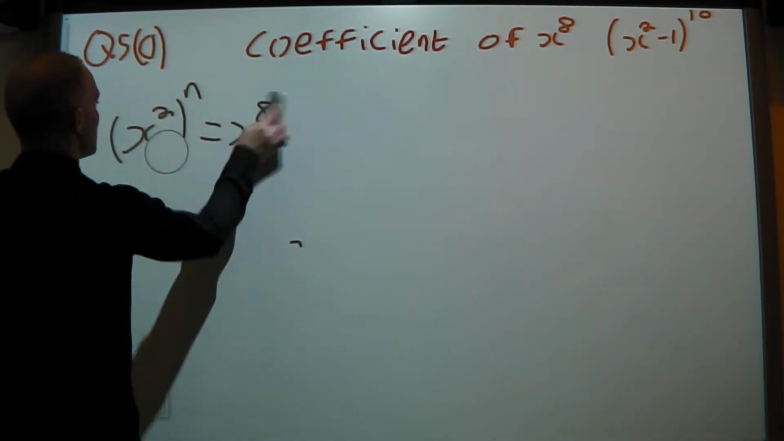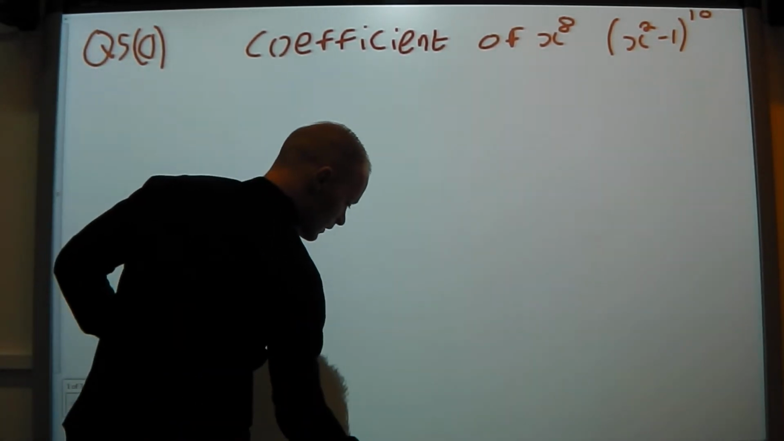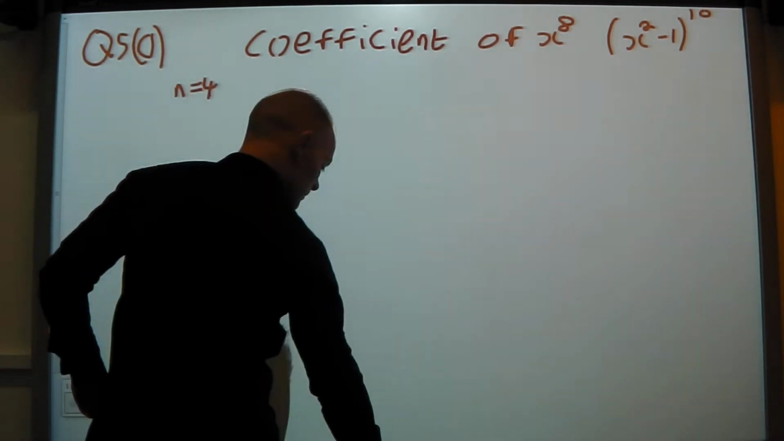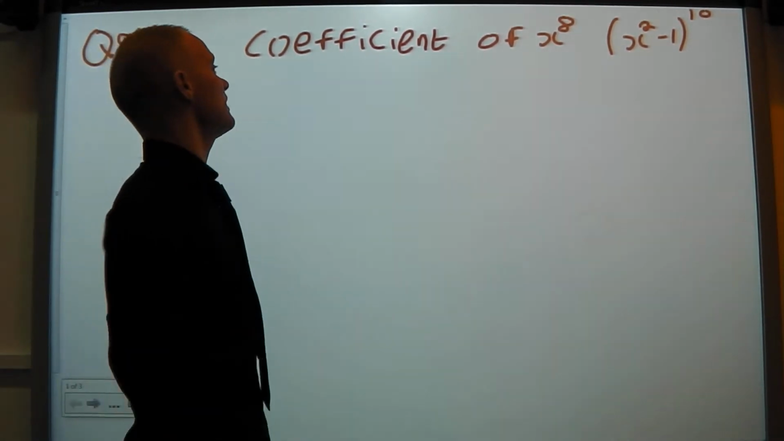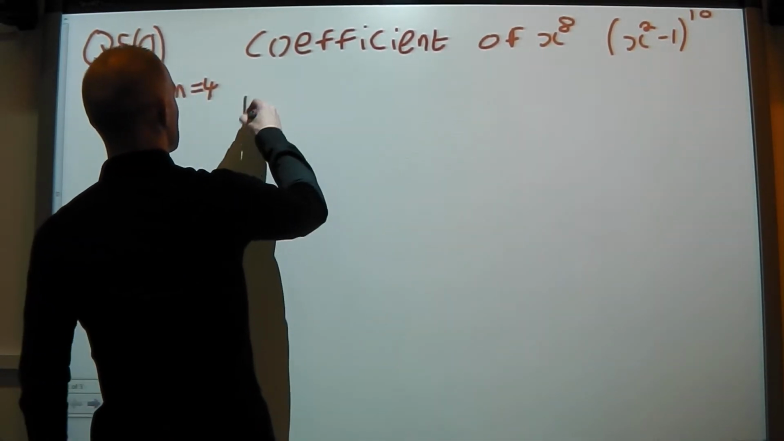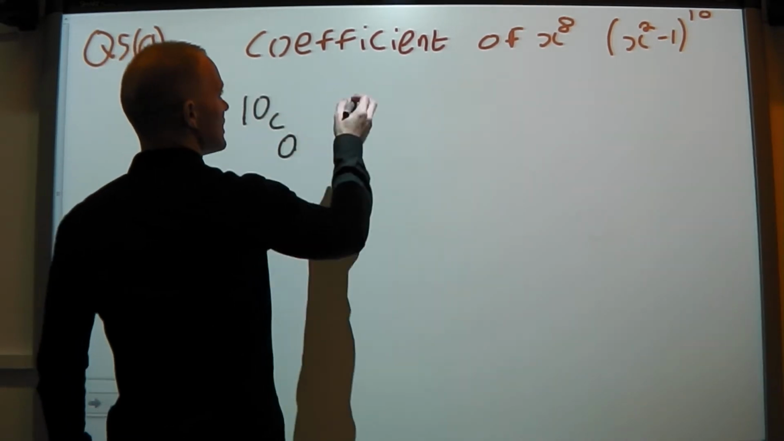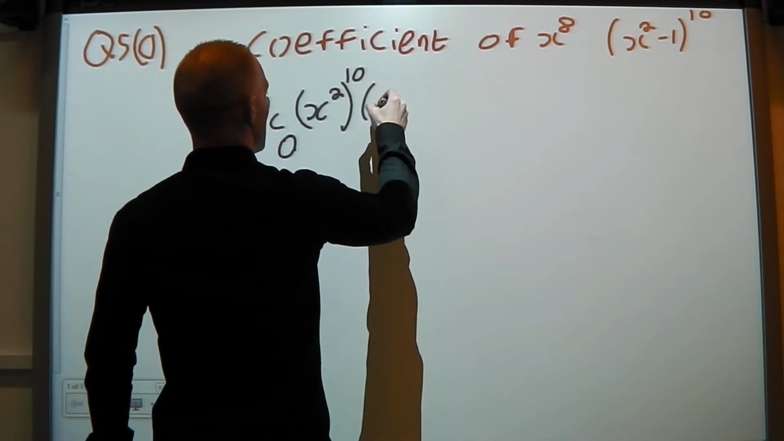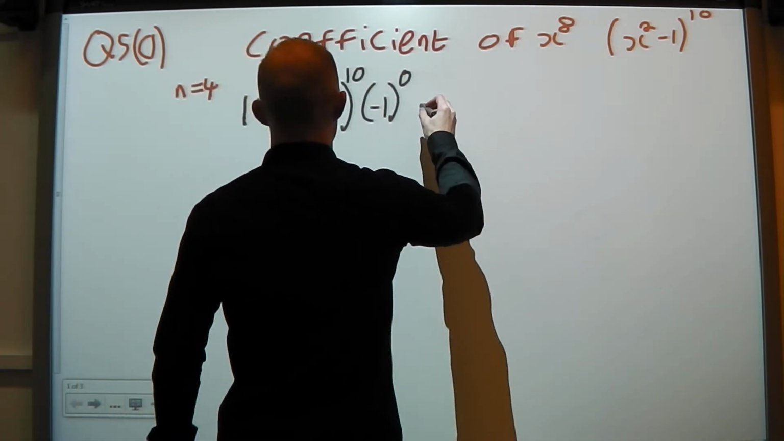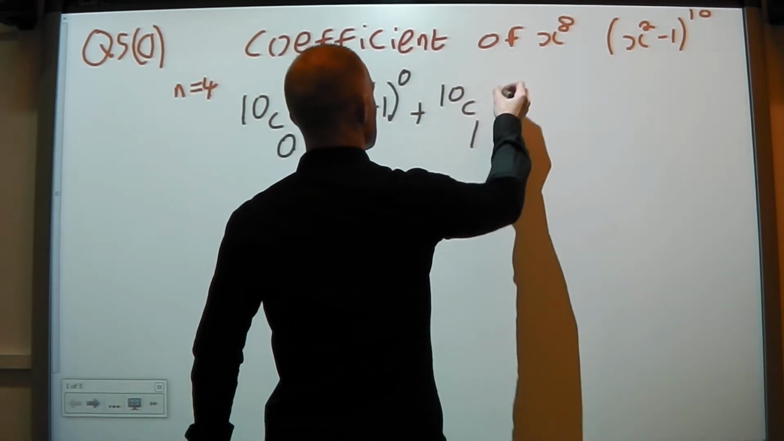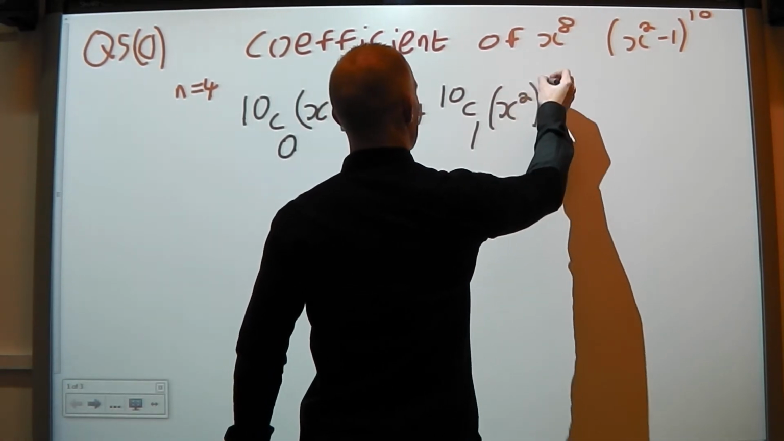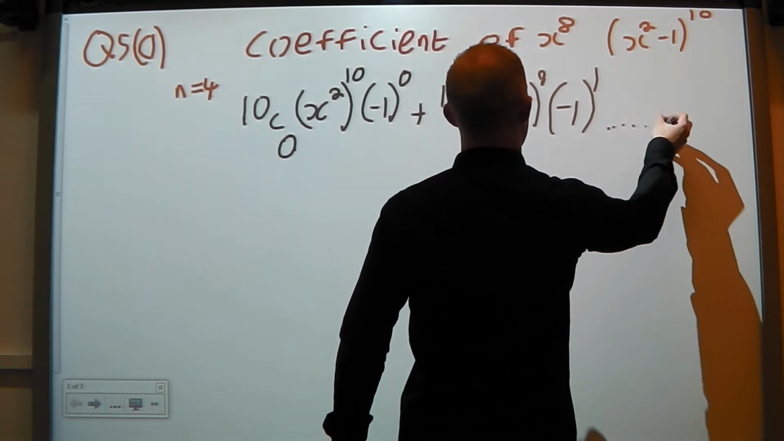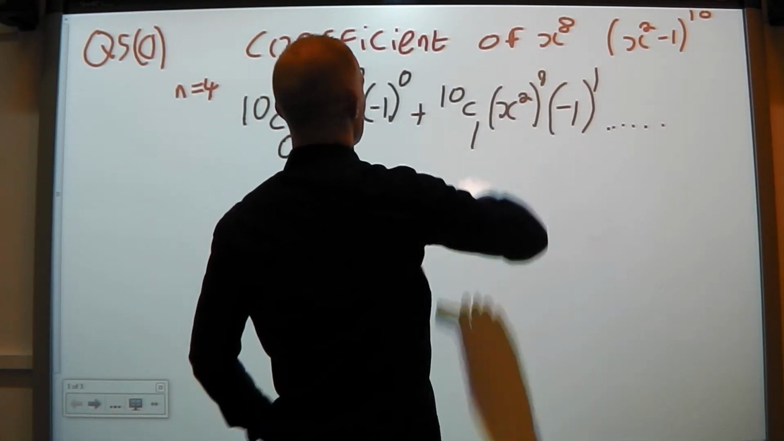So we write out the general equation here. We're looking for n to the power of 4. Now, we just write out the first two terms just so we won't make any mistakes. So the coefficient is going to be 10c0 times x squared all to the power of 10 times negative 1 all to the power of 0, plus 10c1 times x squared all to the power of 9 times negative 1 to the power of 1. That goes the same way on until we reach x squared to the power of 0.